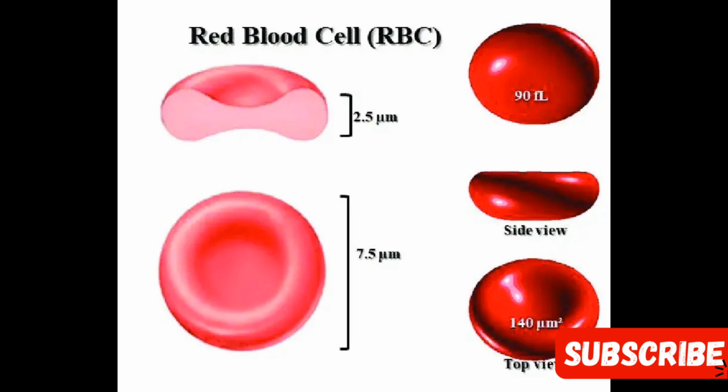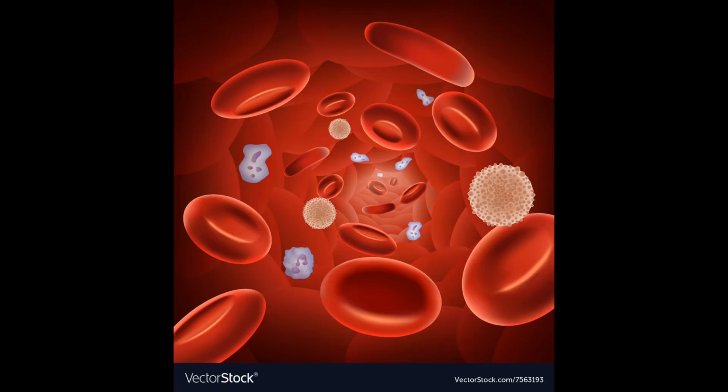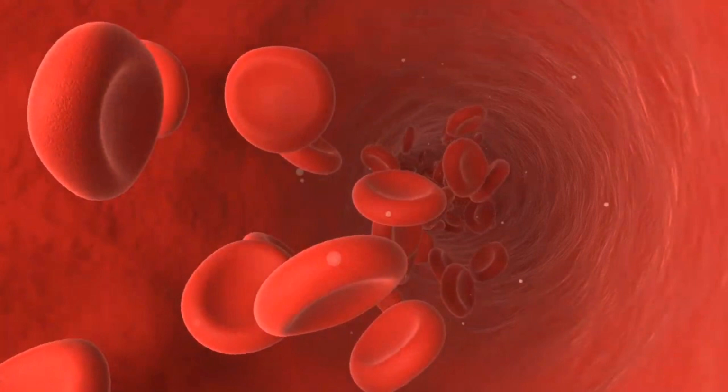In today's video, we will discuss the erythrocyte, or red blood cell. Human red blood cells are non-nucleated, circular, disc-like cells present in the blood with a mean diameter of 7.5 micrometers. The red color is due to the presence of the pigment hemoglobin.